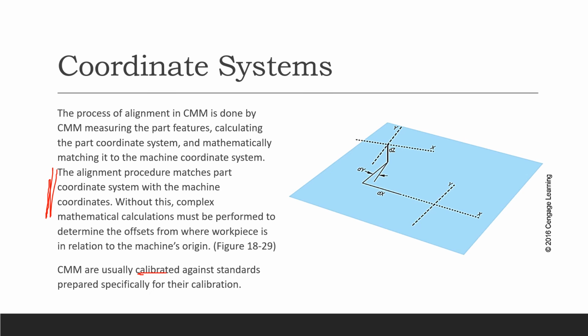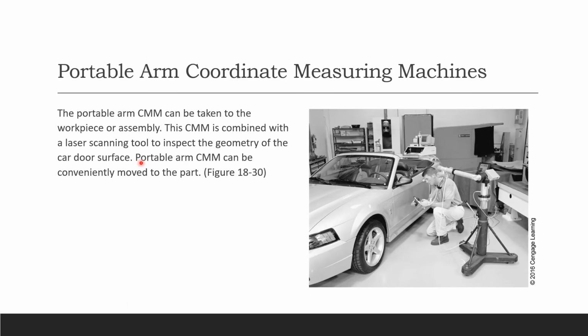Calibration, we use CMM standards. You need it because it's a particular type of machine, so therefore you need a particular standard to calibrate it. It's all common sense. Alright, portable arm coordinate measuring machine.